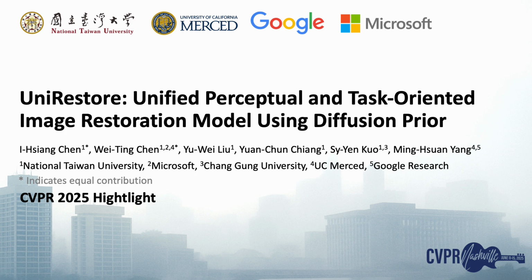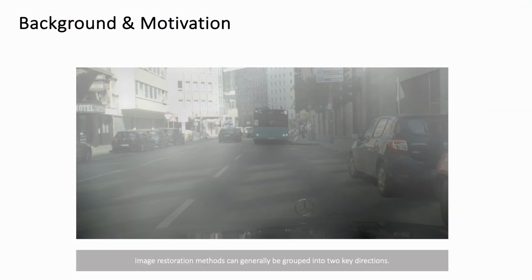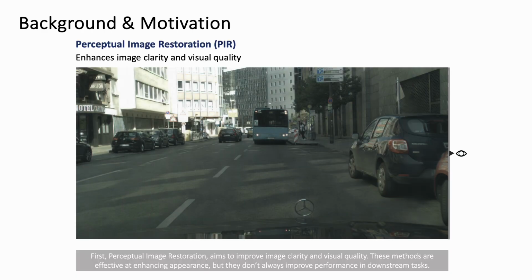We are going to introduce our work, UniRestore, Unified Perceptual and Task-Oriented Image Restoration Model, using Diffusion prior. Image restoration methods can generally be grouped into two key directions. First, Perceptual Image Restoration, or PIR, aims to improve image clarity and visual quality. These methods are effective at enhancing appearance, but they do not always improve performance in downstream tasks.